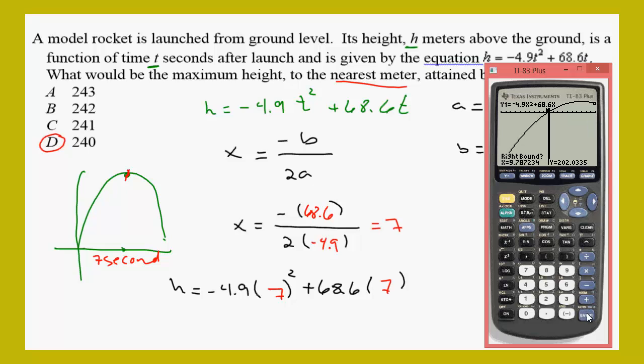Can you see that here? Click enter, and then you guess where your maximum is. My maximum is somewhere here. Enter. So the x-axis is 6.999, which is the same as 7 seconds, and the height is 240.1, and that's the same thing we got. Your final answer is 240.